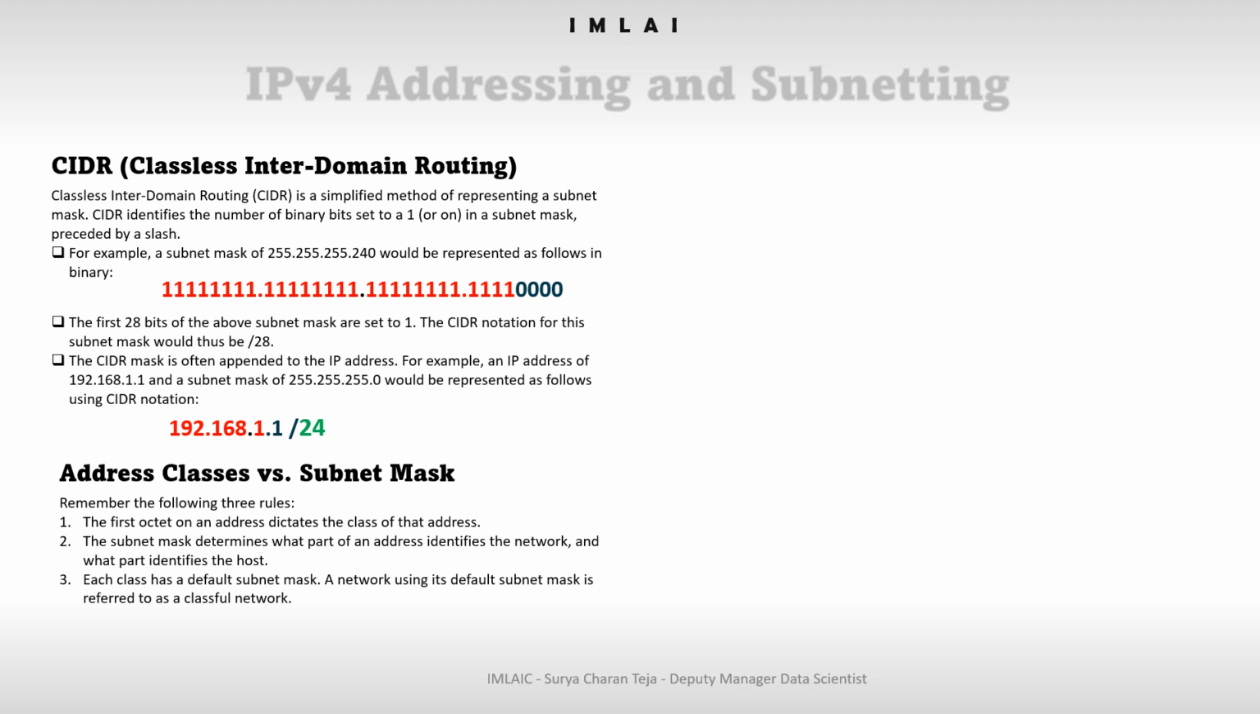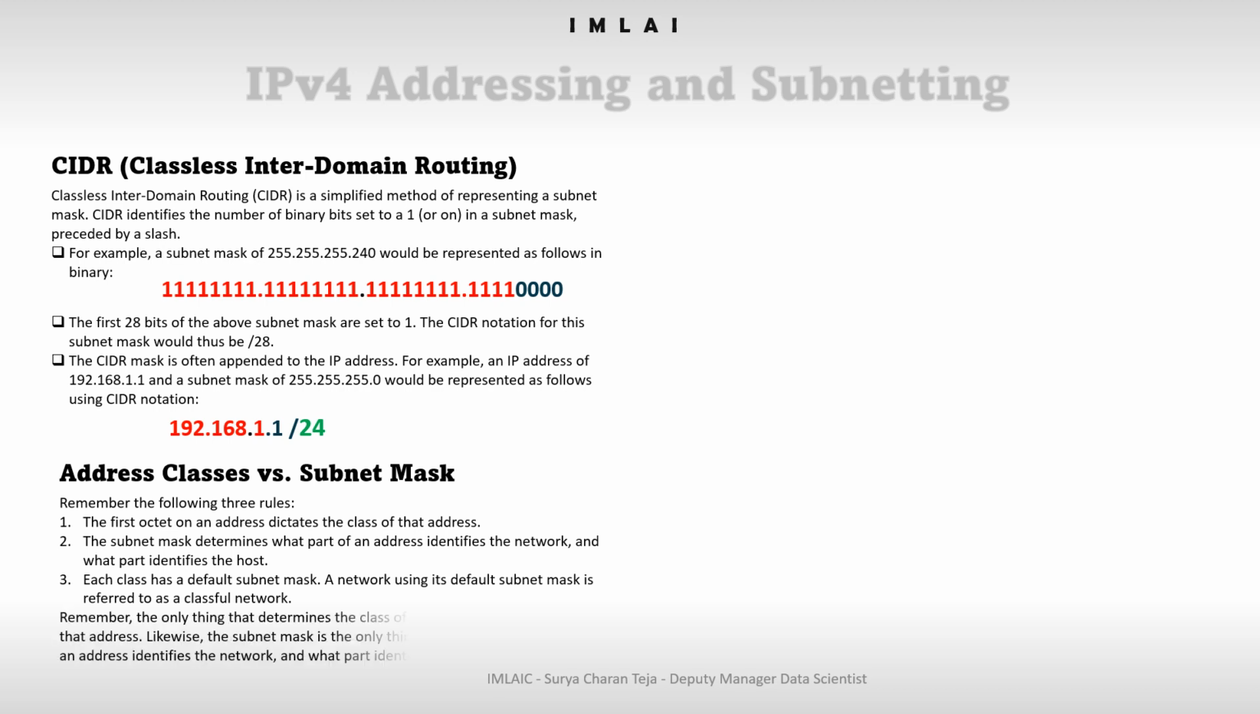Class B basically ranges from 128 to 191, and the default subnet mask is 255.255.0.0. Any IP address which belongs to Class B, if it uses the Class A subnet mask, that is 255.0.0.0, then that's not a classful network, that's just a normal network, but that is also possible.